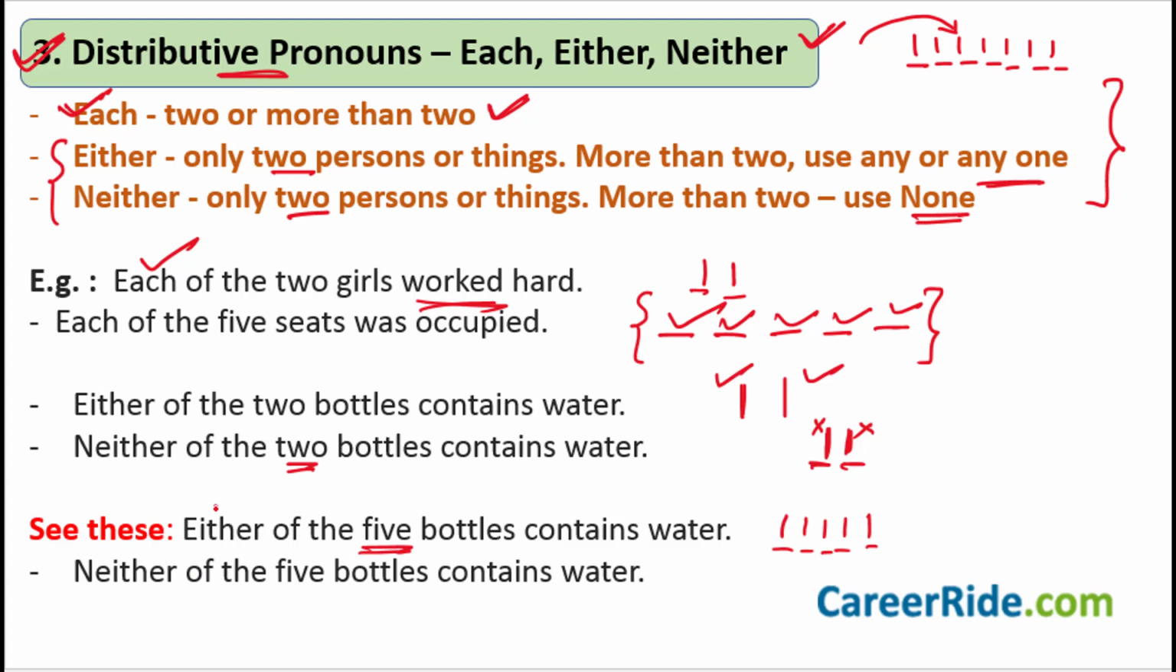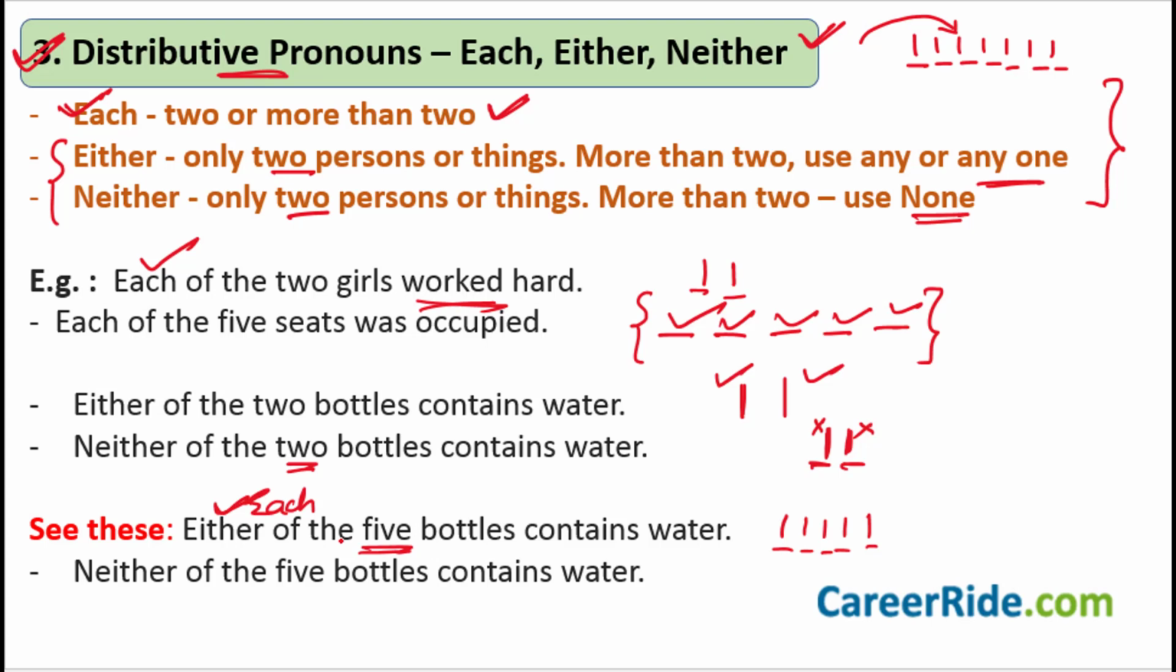And we know that either is used for 2 things or 2 persons, right? So what do we do in this case? You would think, let us write each. Each of the 5 bottles contains water, because each can be used for 2 or more than 2 things. So let us write each, but just try to see.